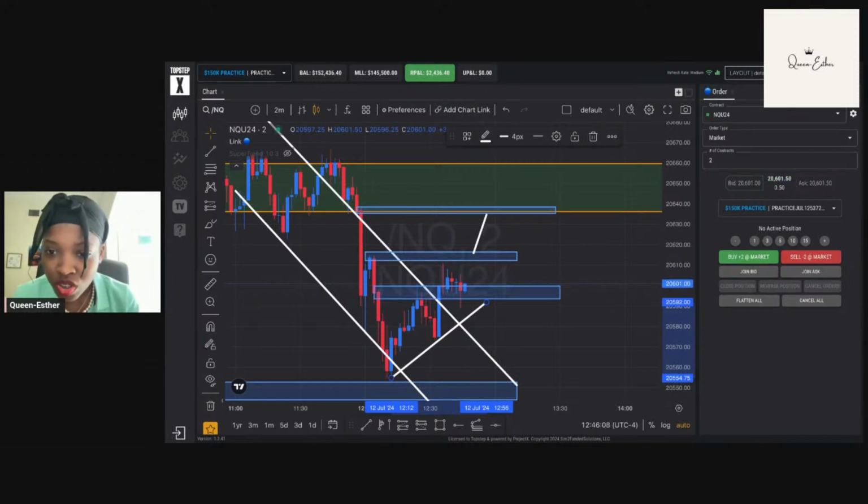What prop firm would you suggest? Honestly, I'm trading futures. So if you want to try futures, I use Top Step, as you can see. I haven't tried any more as yet, right?